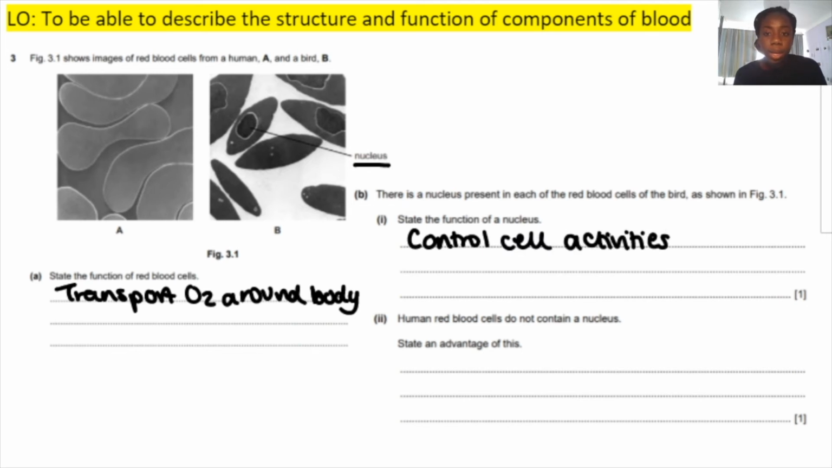And finally, human red blood cells do not contain a nucleus. State an advantage of this. So this goes back to the theory we were discussing earlier about the function of red blood cells and how having specific adaptations, like not having a nucleus, can allow it to do its job better. So as we've already put down, the function of red blood cells is to transport oxygen around the body. So if it doesn't have a nucleus, this means it can fit more oxygen within the inner space of the cell. So more oxygen transported.